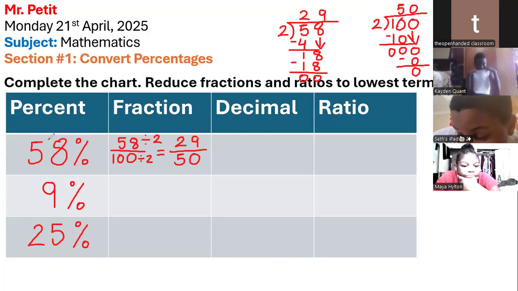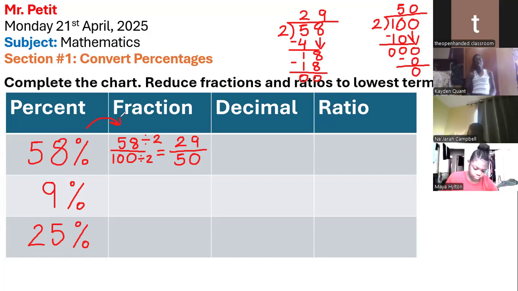Because it's 58%. So if you're trying to convert a percentage into a fraction, you always put it over 100. Every percentage is out of 100. Does that make sense? Yes, good.